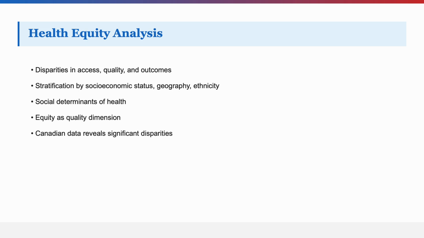Canadian data reveals significant disparities. Indigenous peoples have lower life expectancy and higher rates of many conditions. Northern and rural populations have limited access. Income-related health gradients persist despite universal insurance. For healthcare managers, equity analysis helps identify which populations are underserved and guides targeted improvement efforts.